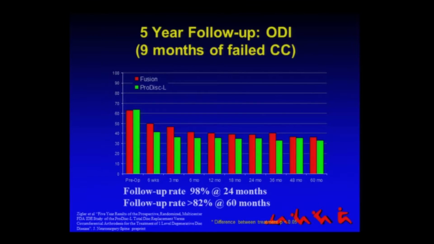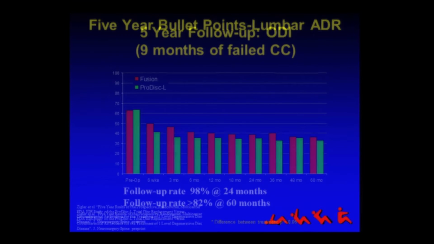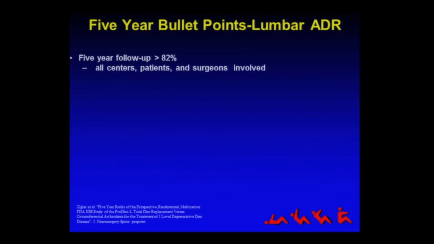Same thing with the Oswestry Disability Index. It's a patient-generated score of how impaired the patient feels. Both groups of patients were significantly impaired, over 60%. Prior to surgery, that dropped to about 50%. And again, it's maintained out for the 5 years of very tight surveillance. So the bullet points for lumbar arthroplasty were, even at 5 years, the follow-up rates were pretty high.